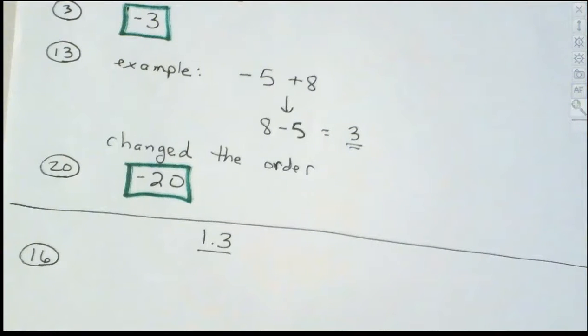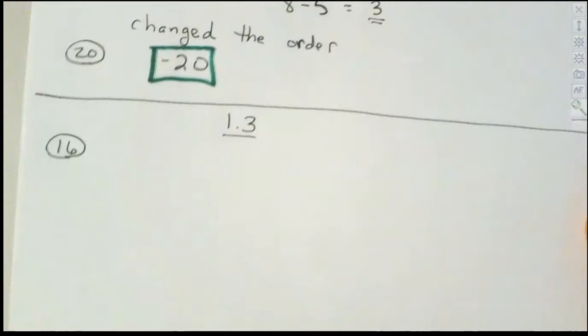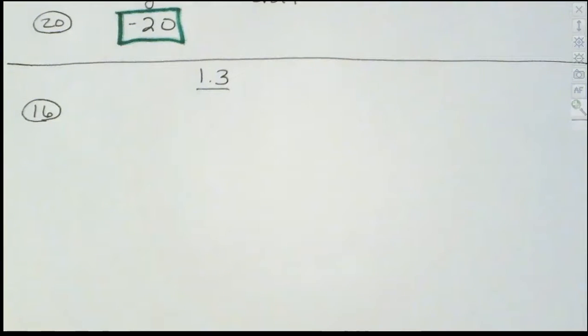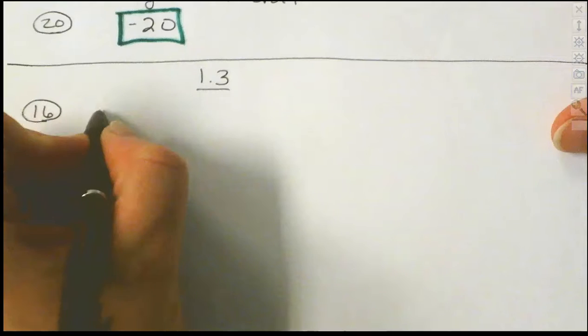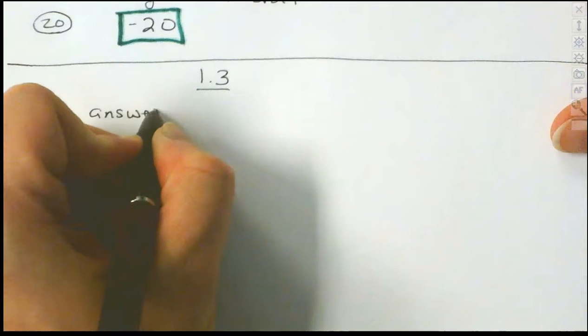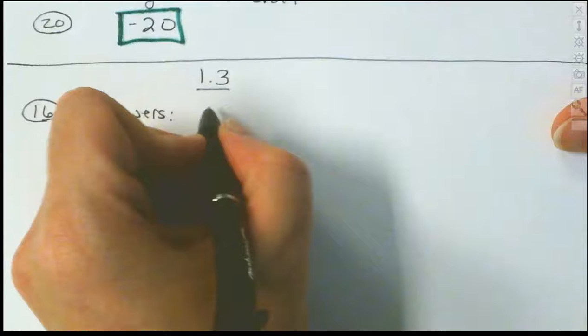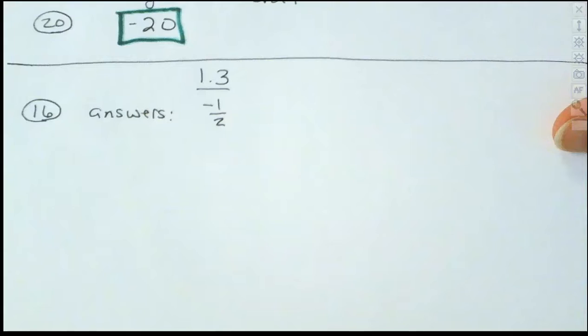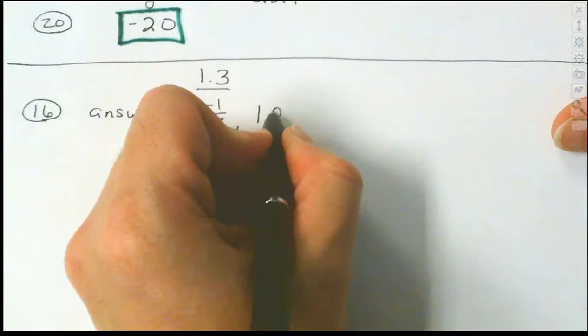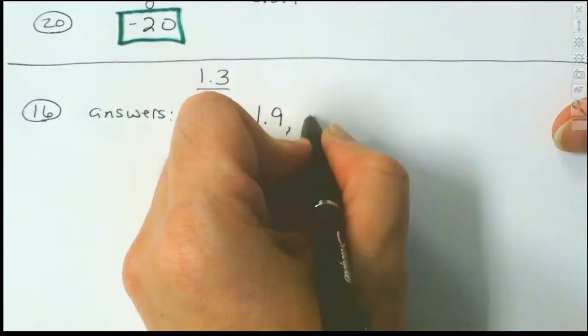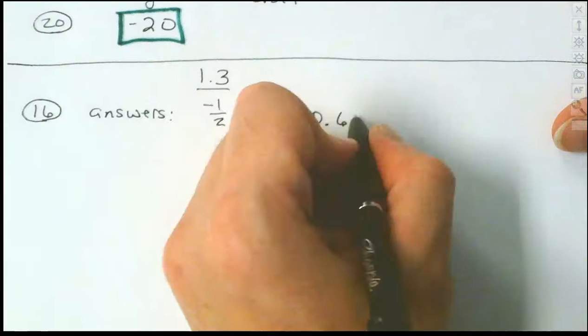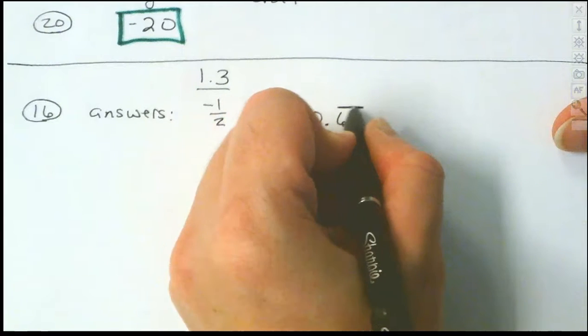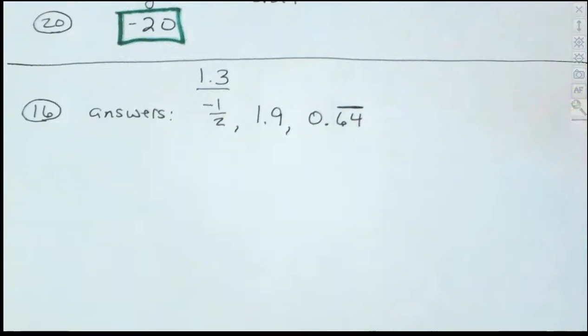So is everyone okay with that? So it's got to either be a fraction or a decimal. It can be positive or it can be negative. There's lots of different answers here. So here's some possible answers. And there's an infinite number of them. -1/2. 1.9. That's also in there. 0.64 with a bar over it. That's also in there. Okay. All kinds of other answers too.